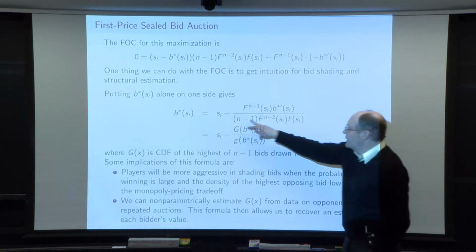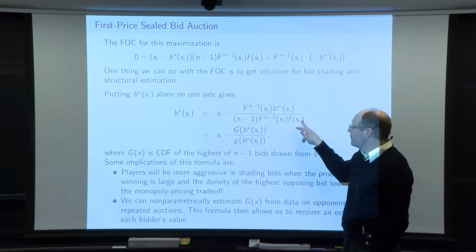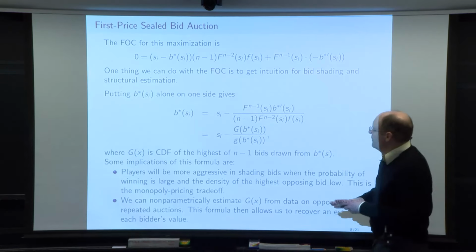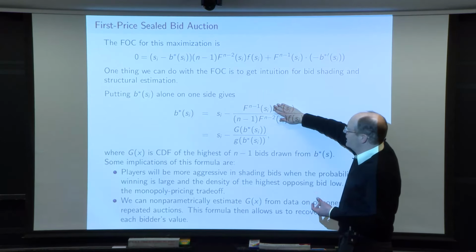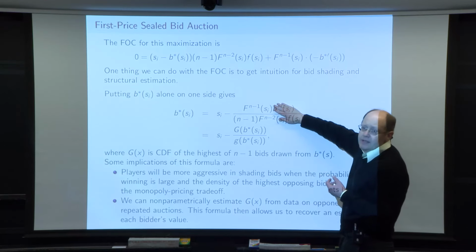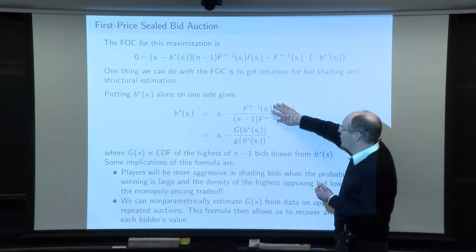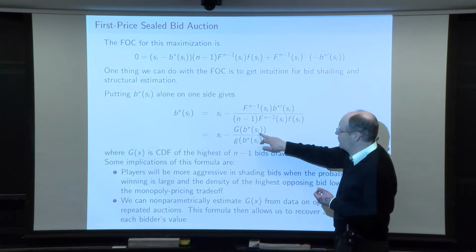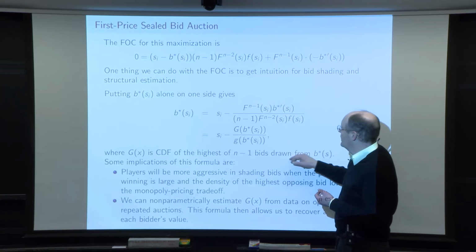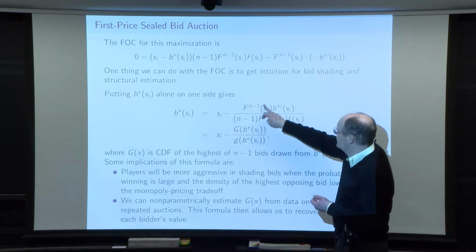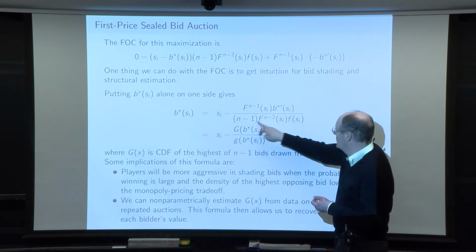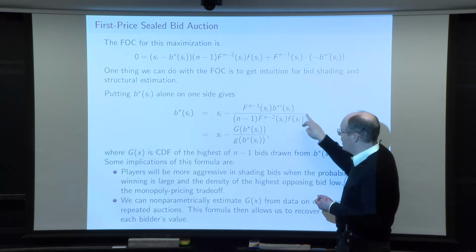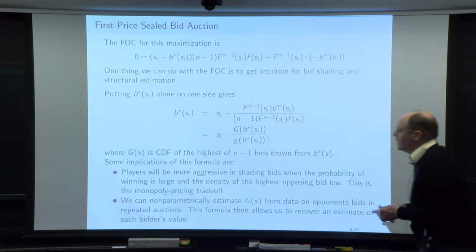So this is an expression for how much you shade your bid. If I look at the numerator, this F to the N minus 1 of SI, that's just the probability that everyone else bids less than I bid, because that's the probability that everyone else has a lower type than I do. So this is the probability that everyone else bids less than what I'm bidding in equilibrium. And then the denominator is just the derivative of the numerator with the change of variables formula. So you differentiate this G with respect to this, this is what you get, and then you have a 1 over B star prime from a change of variables formula.